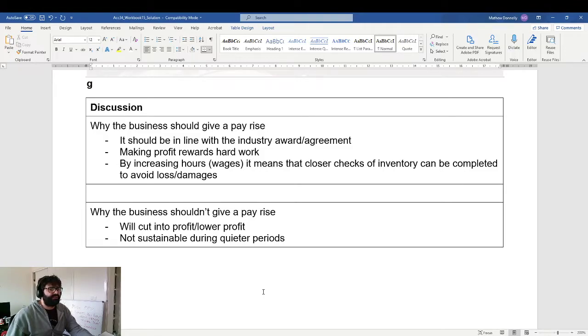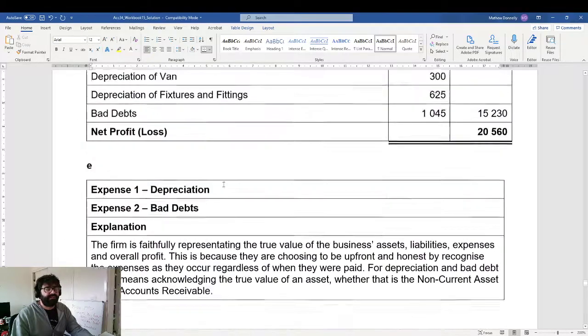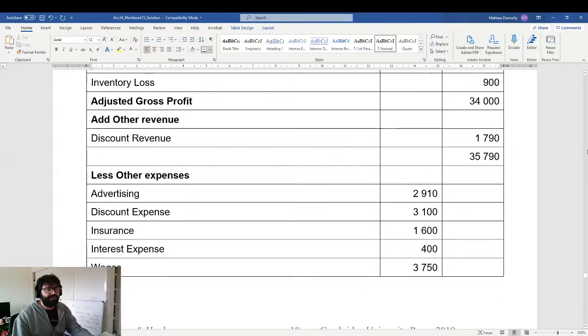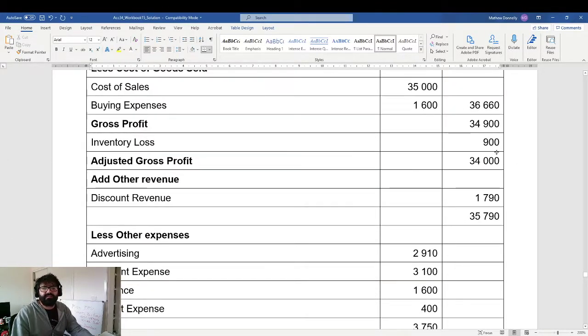It should be in line with the industry award agreement, assuming it's not in there already. Making profits rewards the hard work. So by having that pay rise means they're making profits, you're rewarding that hard work. Profit equals hard work, making pay rise, rewarding it. And by increasing hours and wages, it means the closer checks of inventory can be completed to avoid loss or damages. So if we give everyone an extra 2 hours, and there's say 5 employees, that's 10 extra hours to make sure this figure may not happen, which I think is a longer term positive.